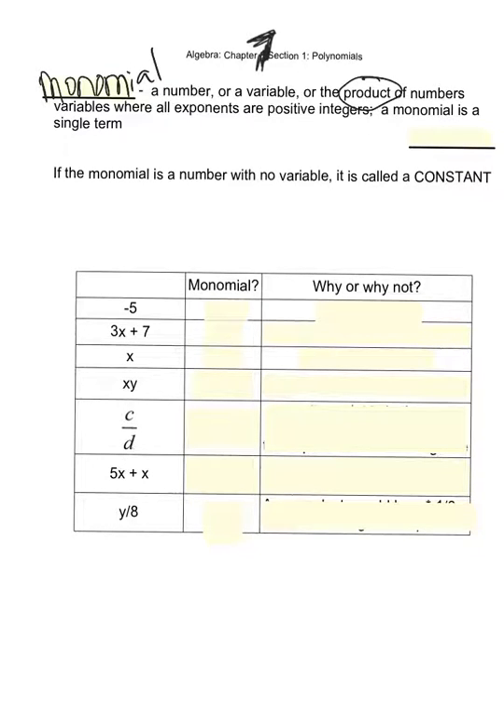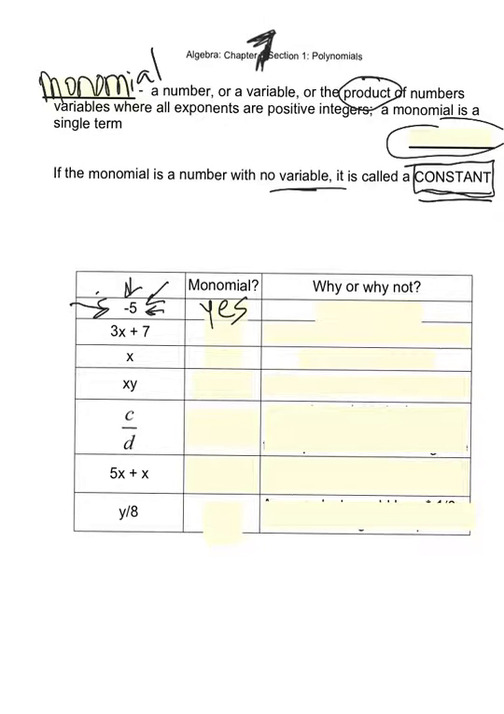A monomial is usually what we say, oh, it's a single term. Yes, it is a single term. If the monomial is a number with no variable, it's called a constant. This box and line should be down here, so it's called a constant, which hopefully you remember from like 6th grade. All right, so let's look at this chart. Is -5 a monomial? It is a number with no variable. It is a constant, so yes, it is. Why is it? Because it's a constant.